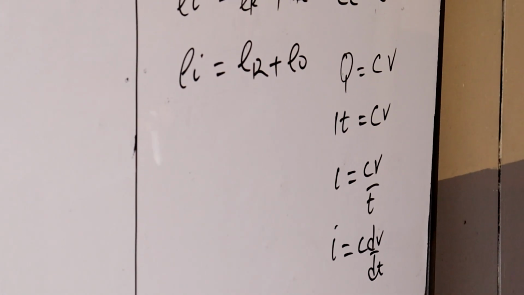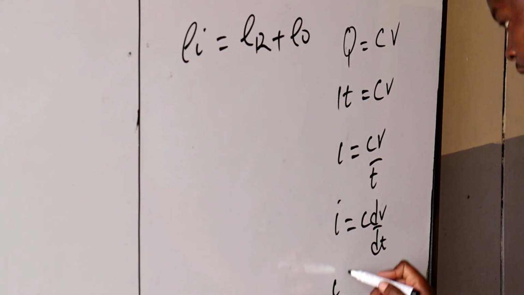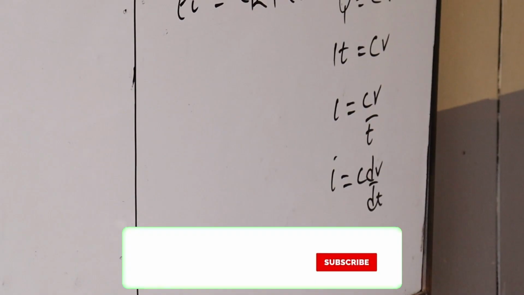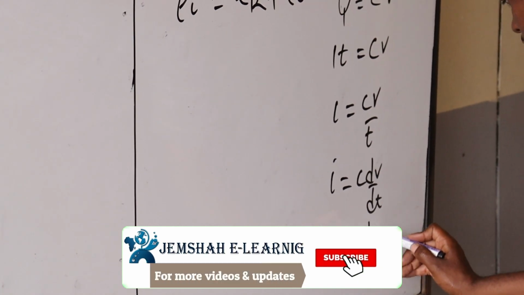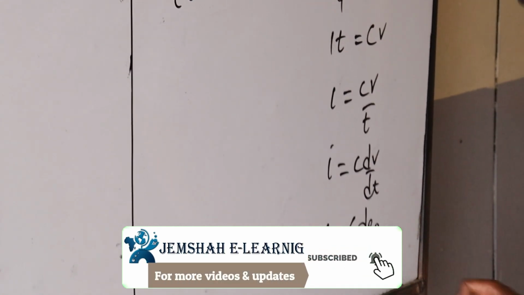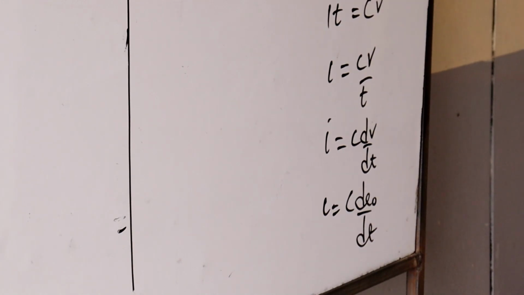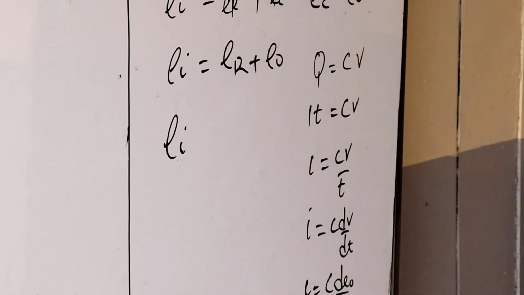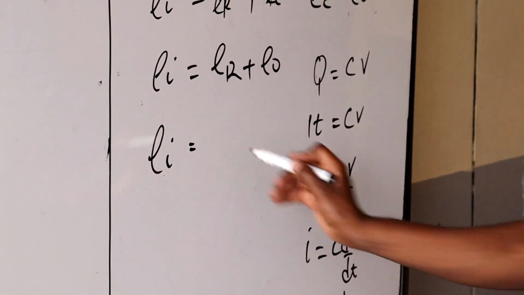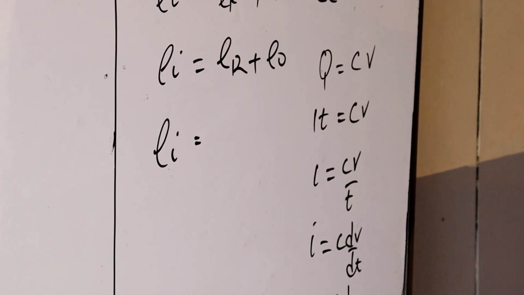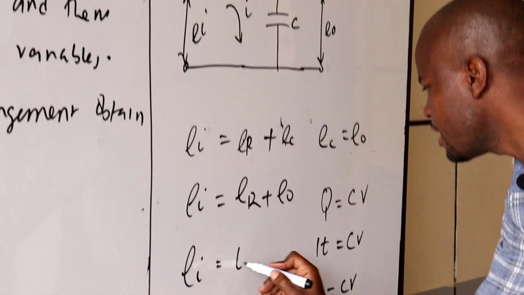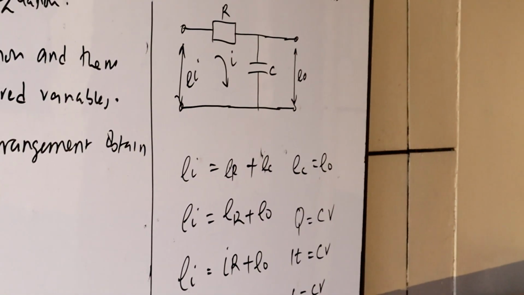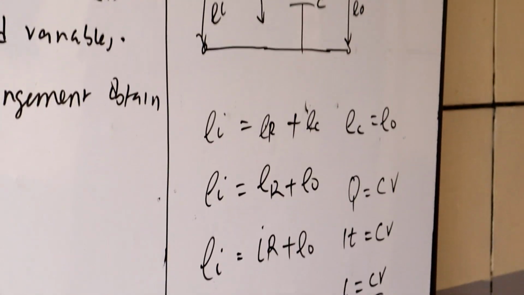And what is our V in this case? E out. So we can say I is equal to C dE out over dt. From here, we can make the equation where we have I. Expressing this, Ei is equal to IR plus E out. And what is I?